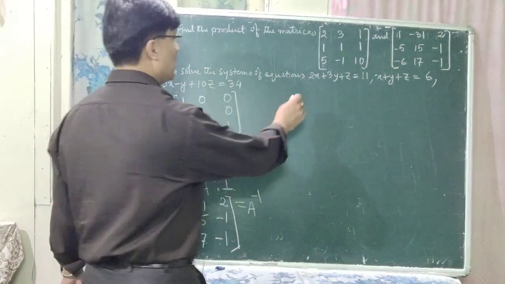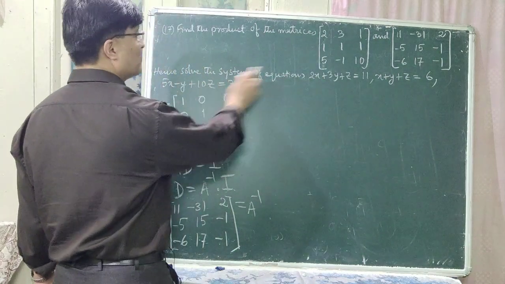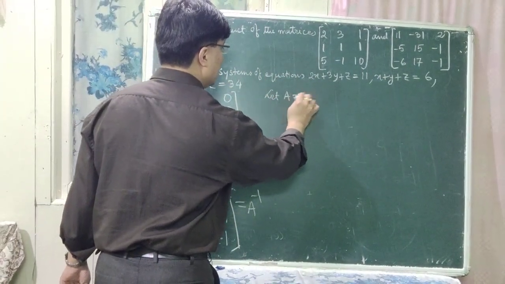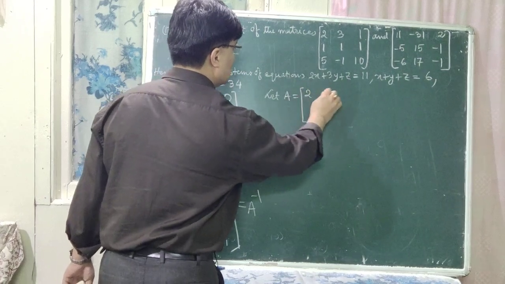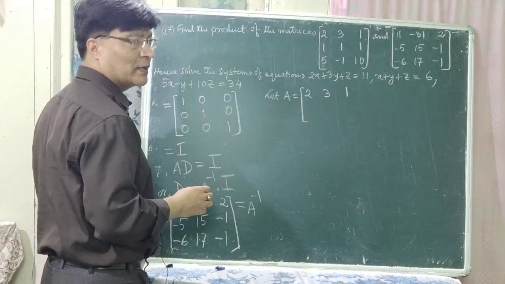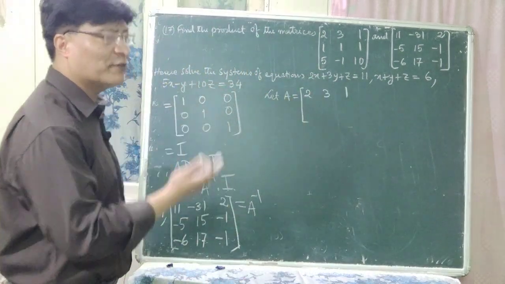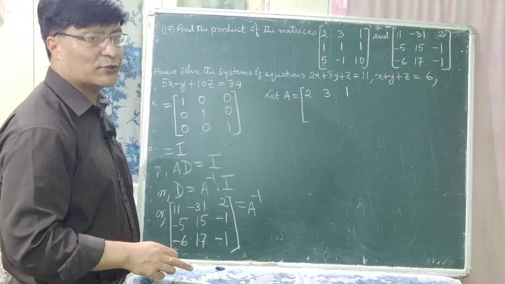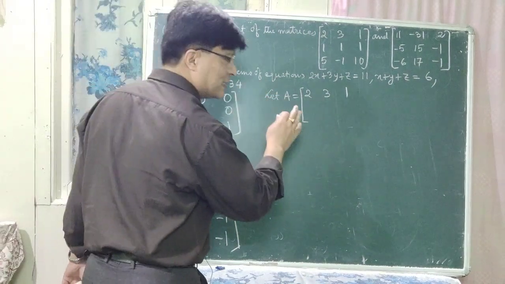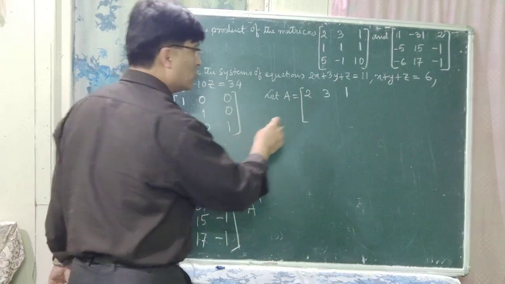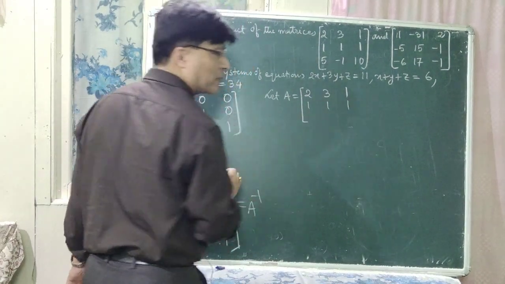Okay. Now we have to solve this system of equations. So let us assume, let capital A be equal to 2, 3, 1. That is the first row. You have to write down the coefficients of x, y, and z from the first equation in the first row. And you have to write down the coefficients of x, y, z from the second equation in the second row. That is 1, 1, 1.